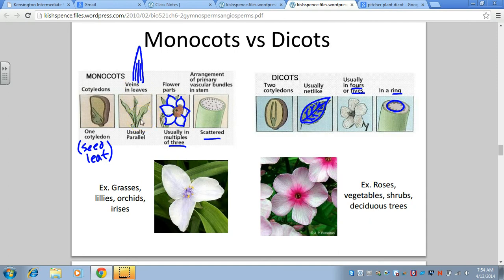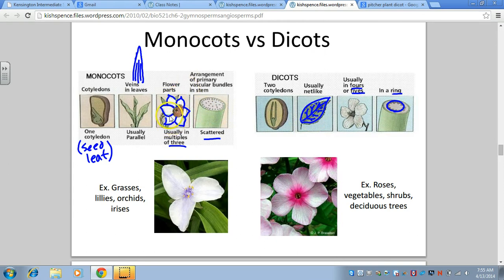The second thing you can look at are their leaves. Look at the veins in the leaves. Okay, if the veins are parallel, if they all run in the same direction, then they would be monocots. If they are branching, so if you look and there's branches in the leaves, then they would be dicots. Okay, so these would be net-like or branching. So that's an easy one to see.